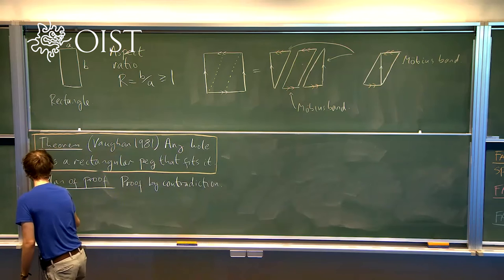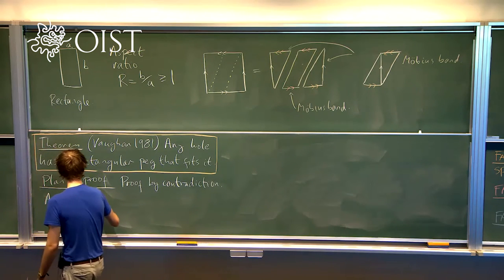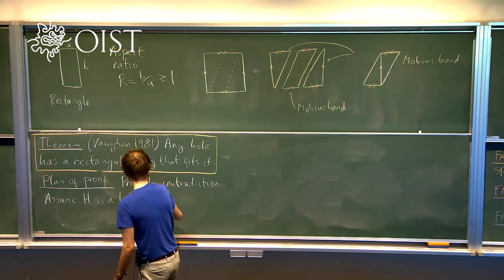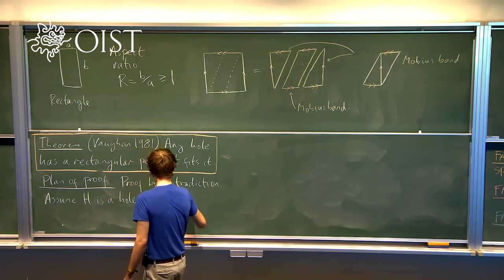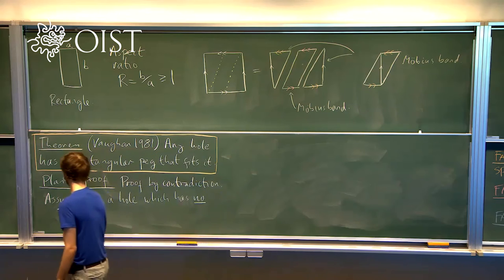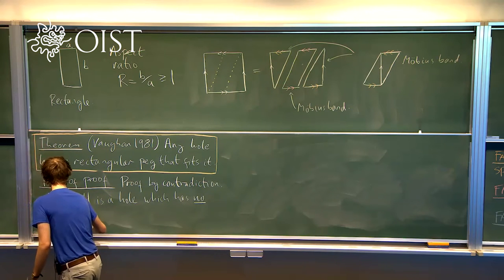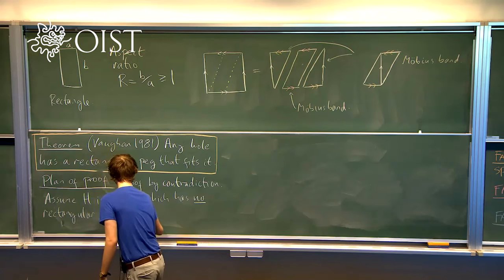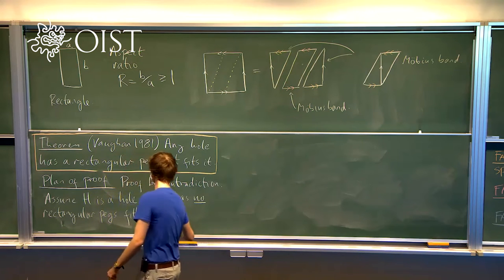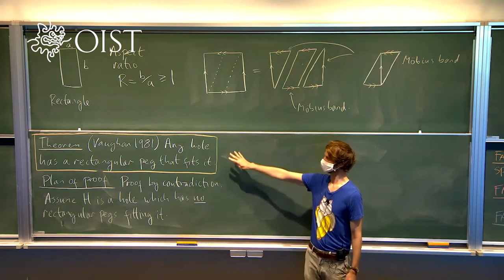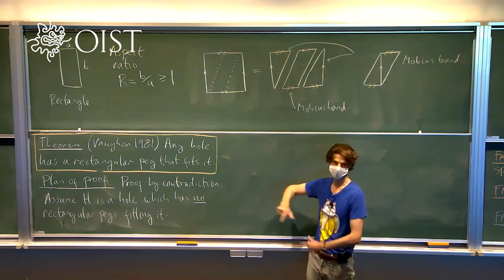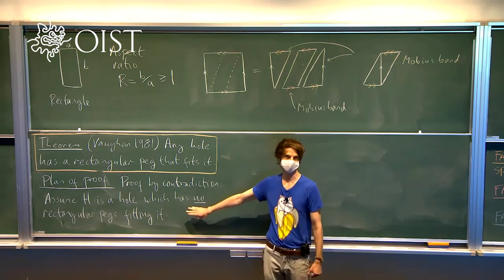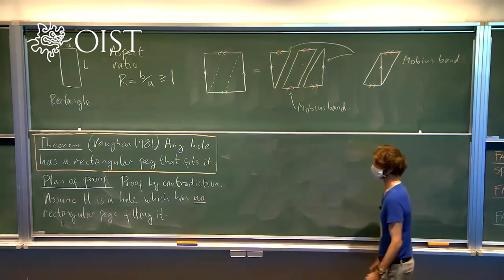So assume H is a hole which has no rectangular pegs fitting. All right, so we're going to assume that Vaughan's theorem isn't true because there's some hole that doesn't have a rectangular peg. And then we're going to go on and deduce something that's false. And that'll tell us that our assumption must have been false. Therefore, all holes must have rectangular pegs. That's the idea.